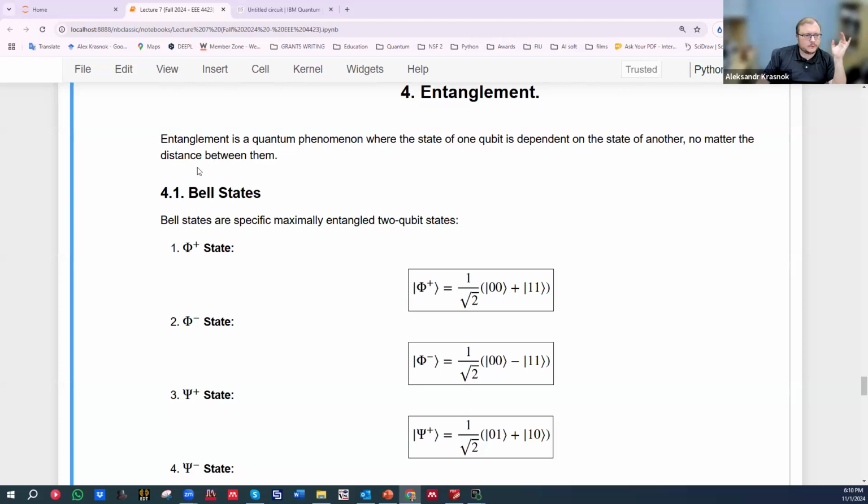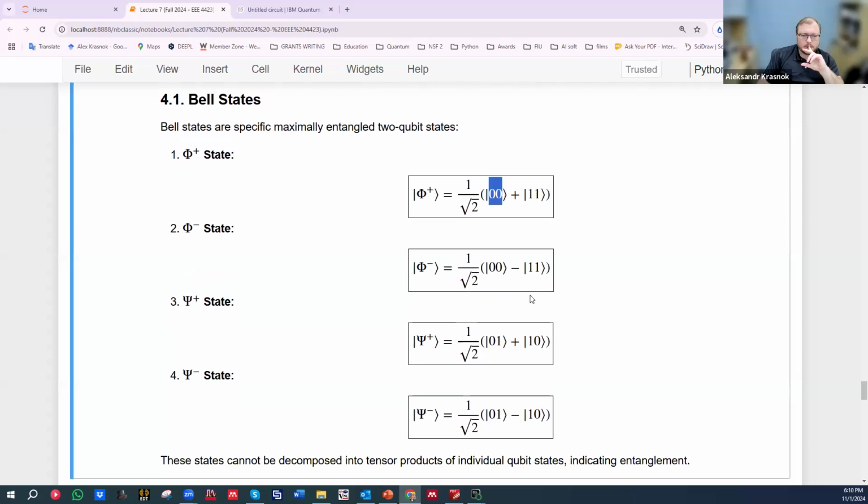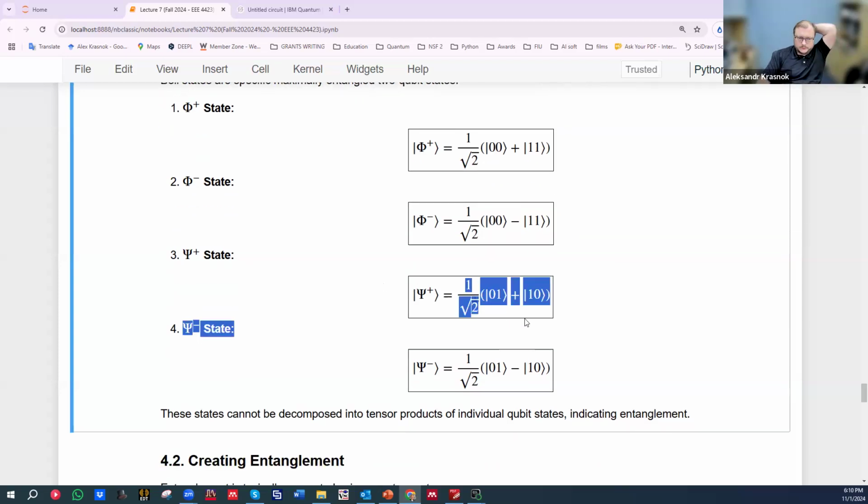The point here is also no matter the distance. So if you take one qubit to the moon, for example, and do that measurement in there, you will make the second qubit, which is on the Earth, collapse to either state, 0 or 1. Very interesting. Similarly, there is another state which differs from the previous one by sign, which is phase, right? And other two states which are 0, 1 and 1, 0.